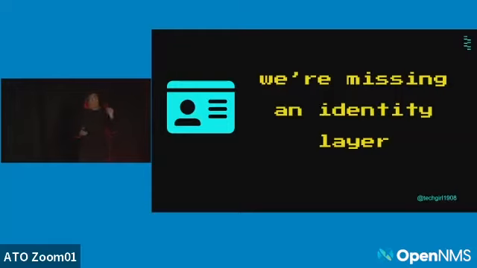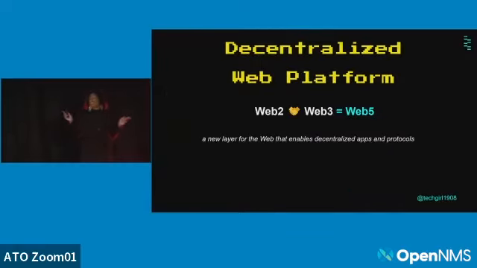What if we could own and control both our identity and our data across the web? This is possible with the Decentralized Web Platform. This platform embraces the convenience of the user account model that we know in Web 2, but it also restores control back to the users, an ethos of Web 3. The harmony of these two views is what we're calling Web 5.